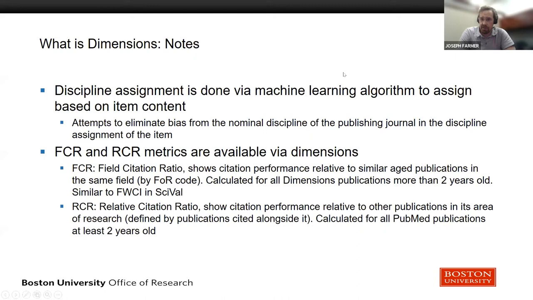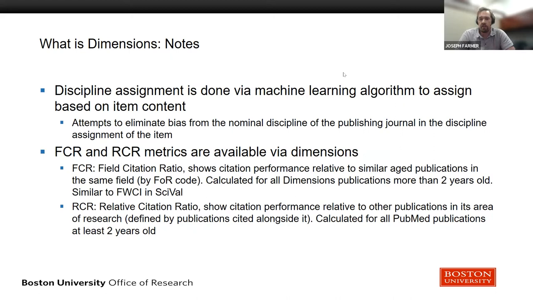Just a couple of other notes before I actually start moving back and forth between the slides and showing you the interface itself and walking through some of the mechanics of how to use it. Disciplinary assignment is always a bit of a tricky thing in online databases. SciVal, Dimensions, any online database that makes an attempt to do so. Dimensions in particular highlights that they use a machine learning algorithm that is fed things of a known subject area and learns them and then automatically assigns the subject area.